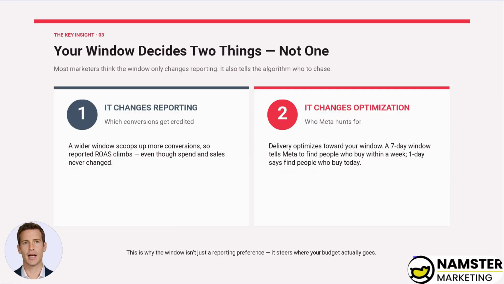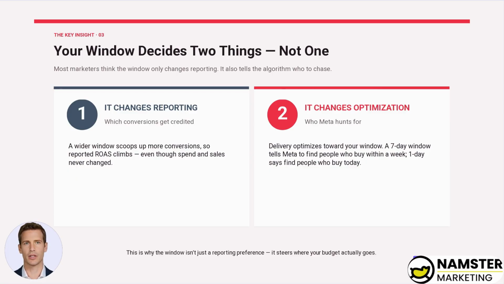Many advertisers think attribution windows only affect reporting. In reality, they affect two very important things. First, they affect reporting. A wider attribution window credits more conversions to your ads, making reported ROAS appear higher. But second, and often overlooked, it affects optimization. Meta's algorithm uses the attribution window as a signal for who it should target.